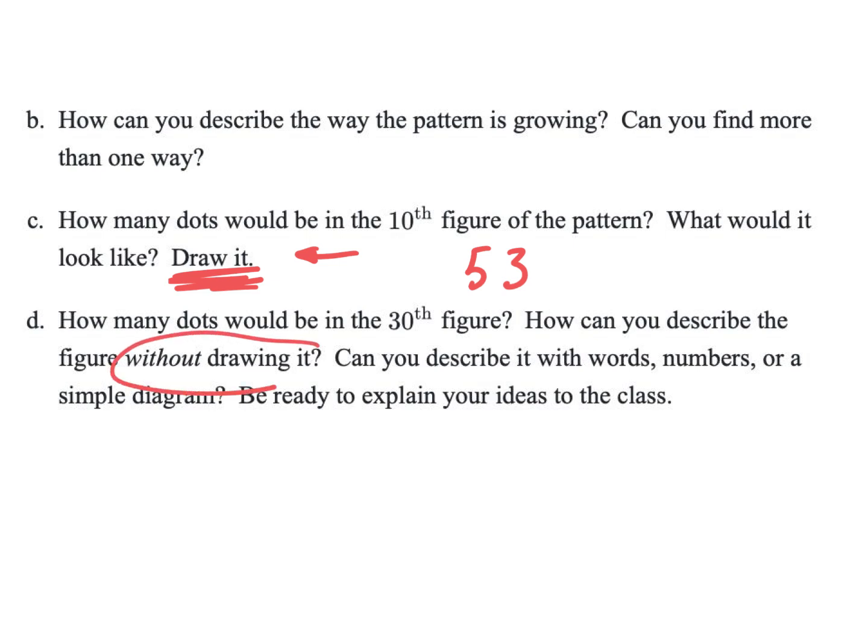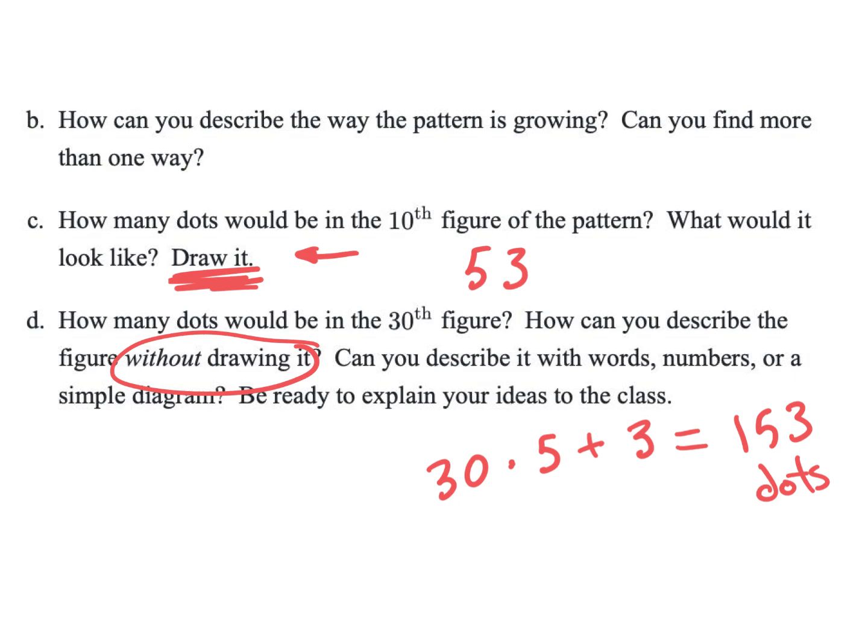Without drawing, is there someone who came up with a rule or a guess for what the 30th figure would be? We can take a pause here. If people want to share out some answers, then we'll come back. The 30th figure was, there are 30 figures of 5 dots each, plus the 3 dots that we started with. So our 30th figure was 153 dots.